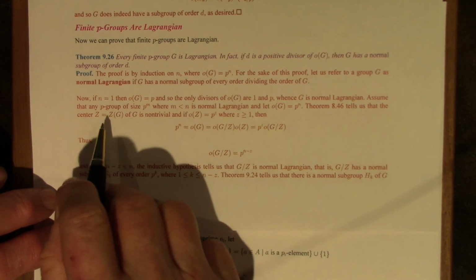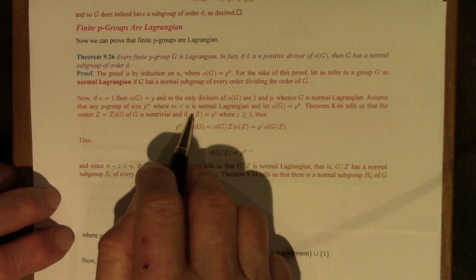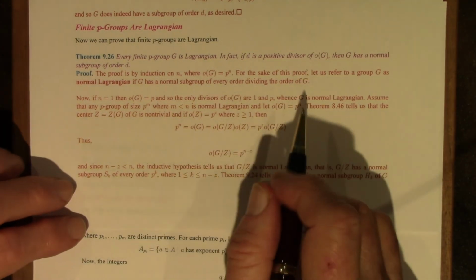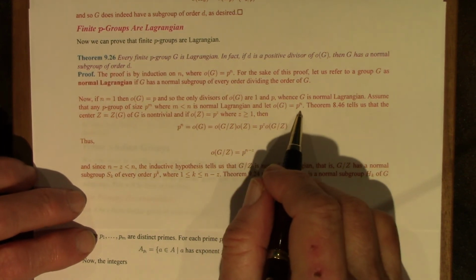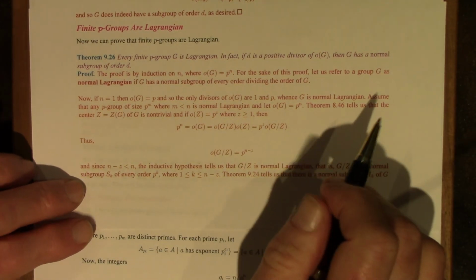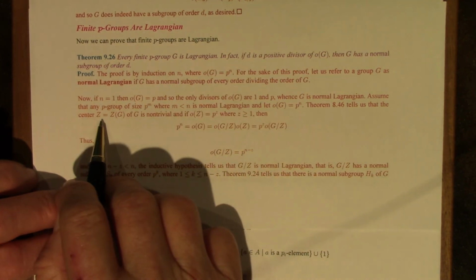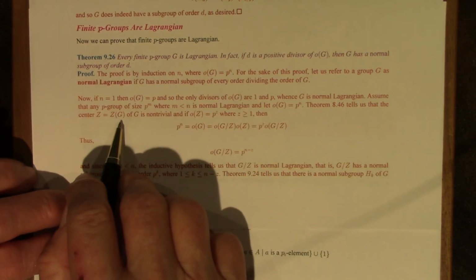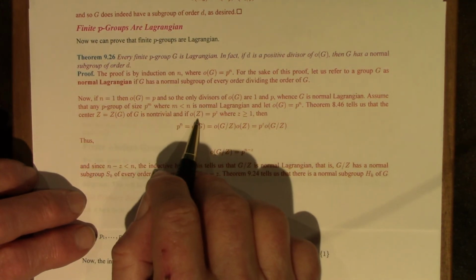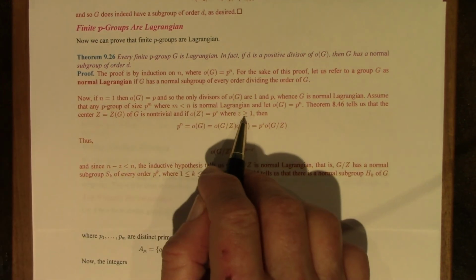So now let's assume that any P group of size P to the n, where n is less than m, is normal Lagrangian. And let the order of G be P to the n. Well, a theorem from the previous chapter tells us that the center of a P group is non-trivial. So it will have order, I'm just going to call it Z, it will have order P to the Z, where Z is at least 1.